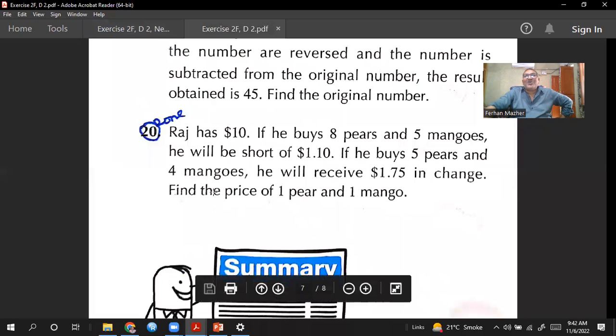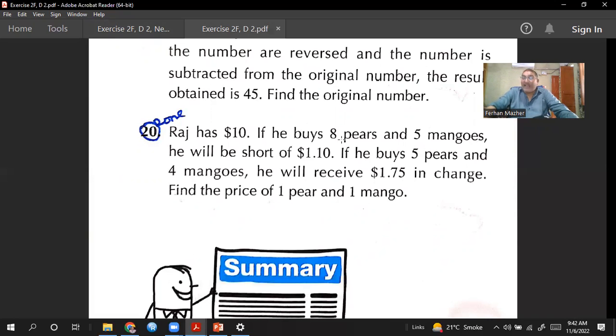Okay, so if he buys 8 pears and 5 mangoes, the price of the pear is x and the price of the mango is y. So 8x plus 5y is the cost. He has $10, so he will be short of 1.10. So the total cost will be 10 plus 1.10.